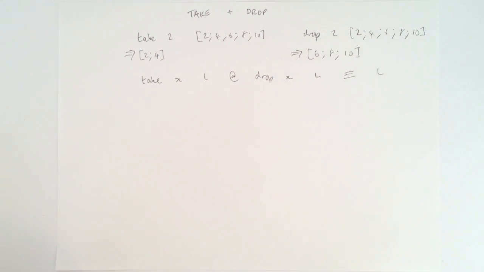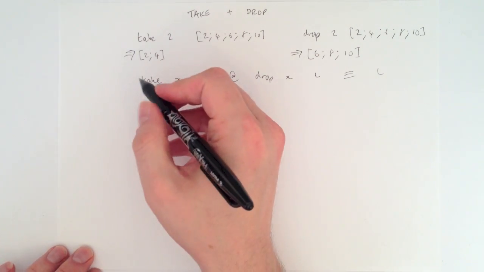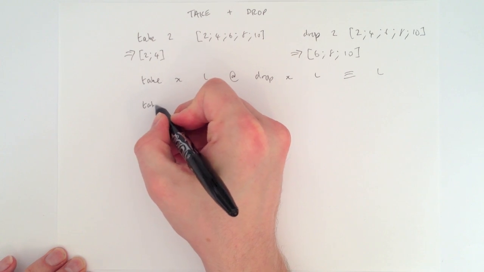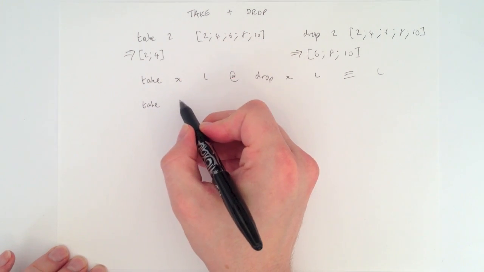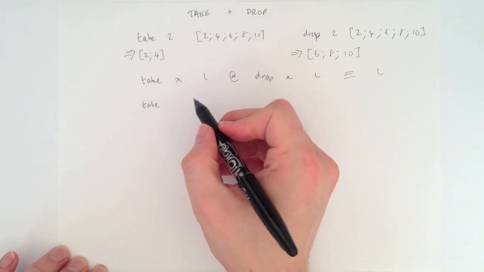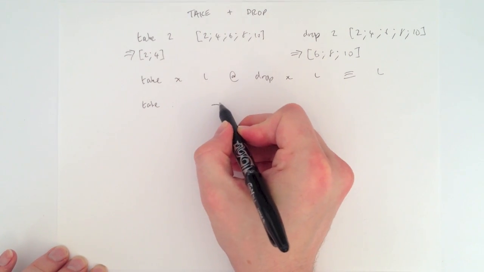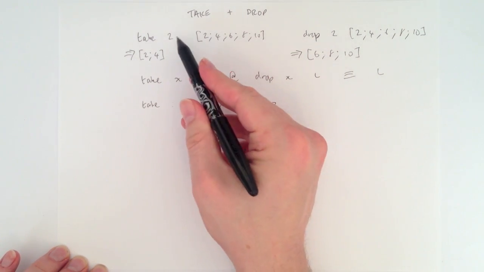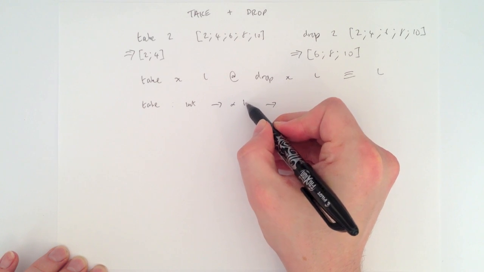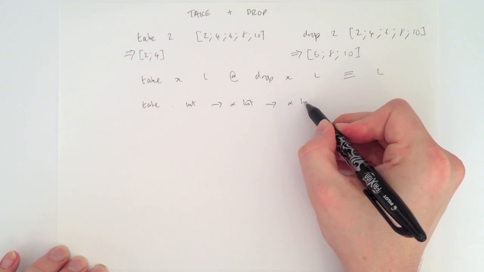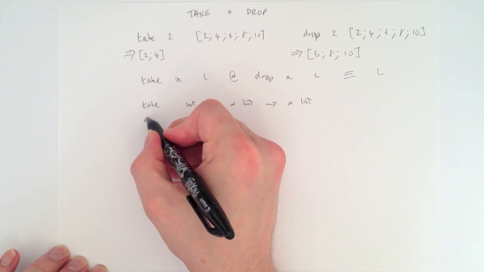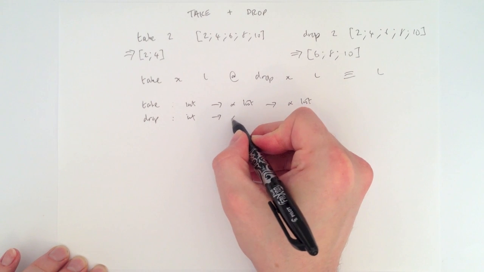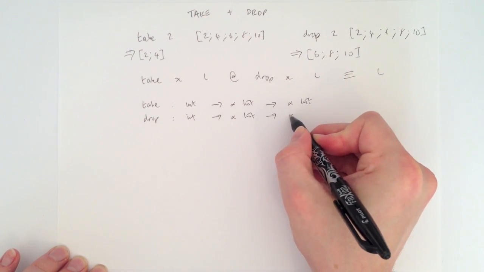So what will be the types of these two functions? Well, take is going to take an integer and a list and give you back another list. So we put in some arrows and we say, well, the first thing that comes in is an integer, and the second thing is going to be an alpha list, and you get the same kind of list out. And in fact, we can see that that's also the same type for drop.